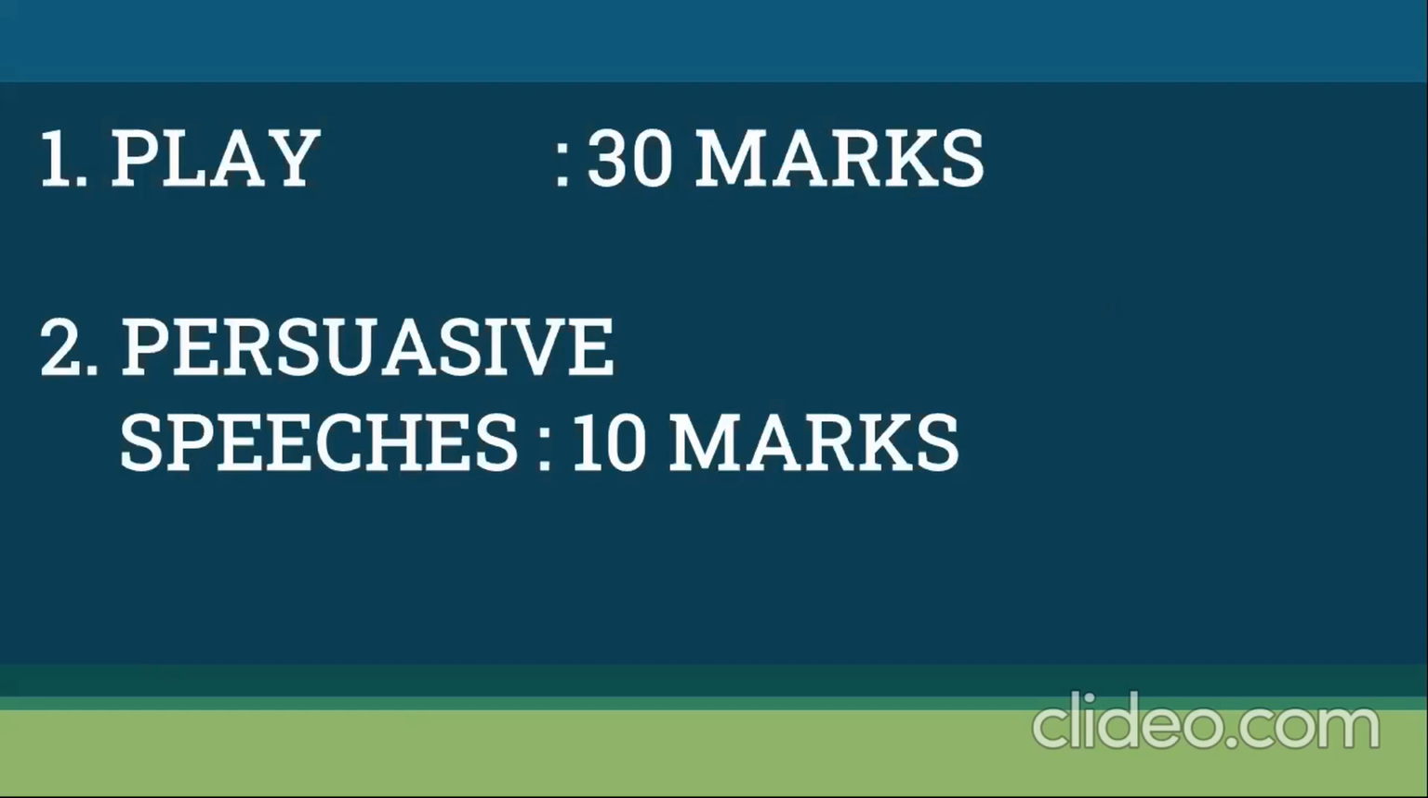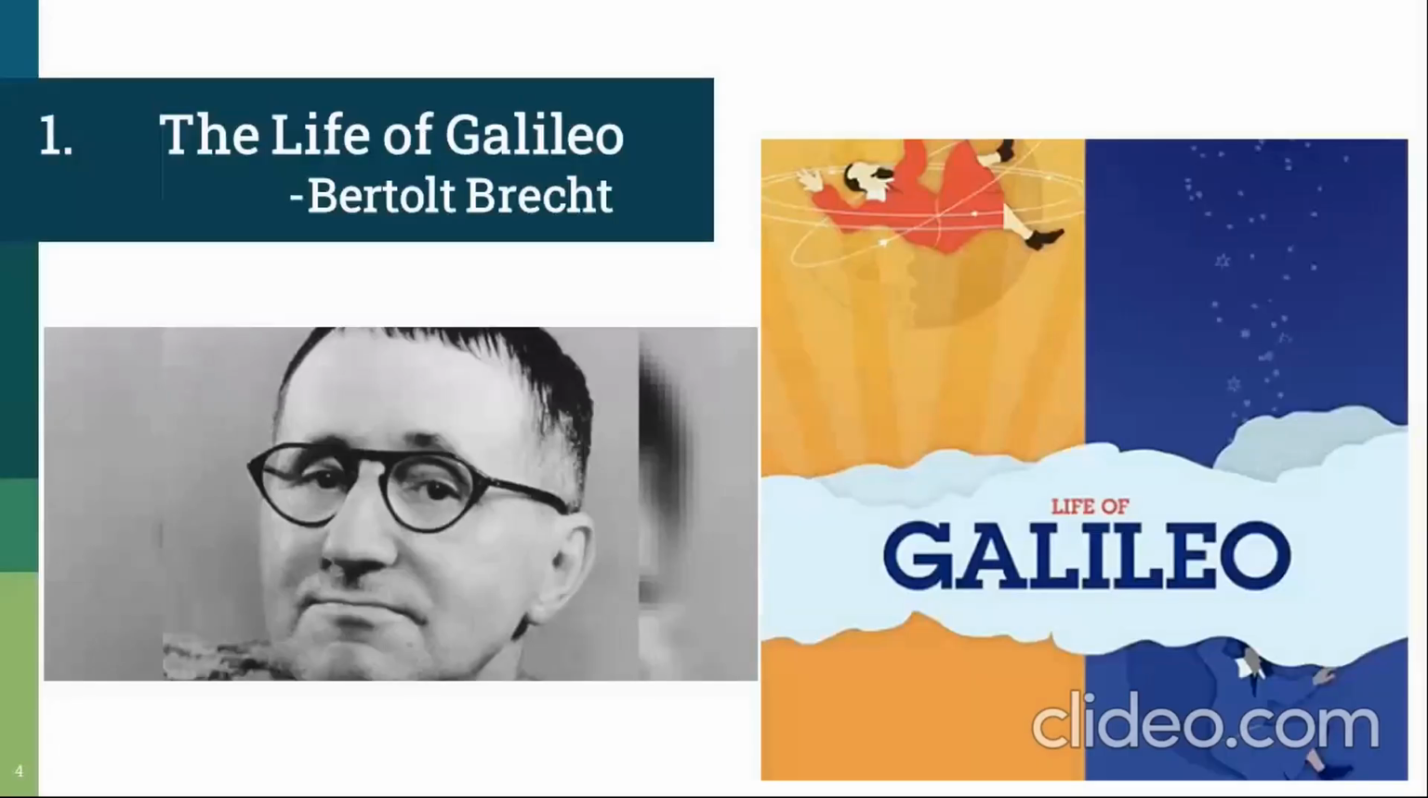One you have here play, that is for 30 marks, and you have five persuasive speeches, that is for 10 marks. So now let's have a discussion of the unit number 1. The very first chapter under unit number 1, to develop your listening and reading skills, you have a play titled Life of Galileo, written by the famous German playwright Bertolt Brecht.